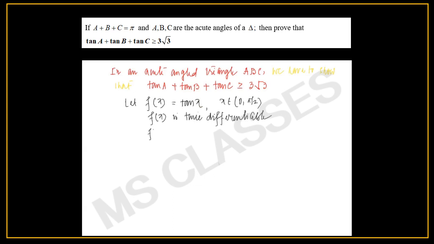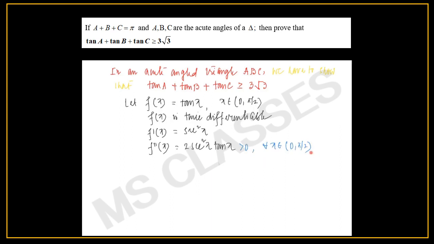So we can see here f'(x) is secant square x. f''(x) is 2 secant square x tan x. Now in this interval, secant square x as well as tan x, both are positive. So you can see f''(x) is greater than 0 for all x belongs to (0, π/2). Now since it is greater than 0, it's concave up.